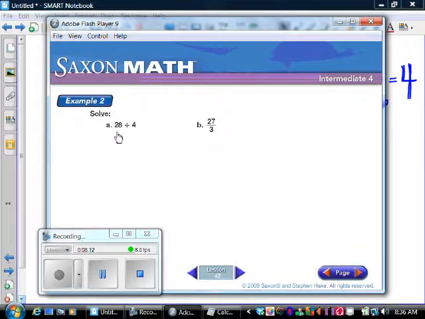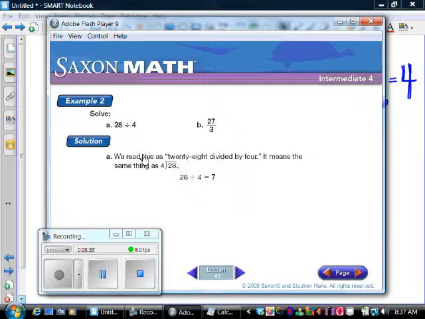Okay, this just says solve. So 28 divided by 4. You're thinking of your 4 multiplication facts. 4 times something is 28. And if you can't think of it right off the bat, I hope you can, but if you can't, the problem-solving strategy is to think, well, 4 times 5, that's 20, so I need to go higher. 4 times 6, 24. 4 times 7, that's 28. So this one equals 7.